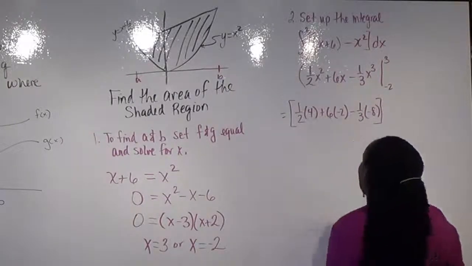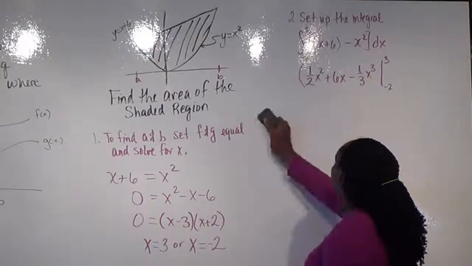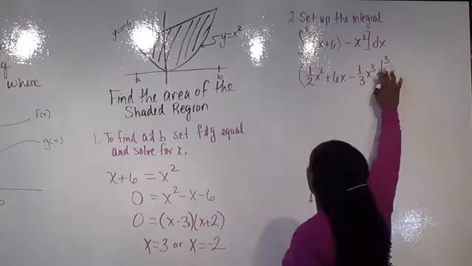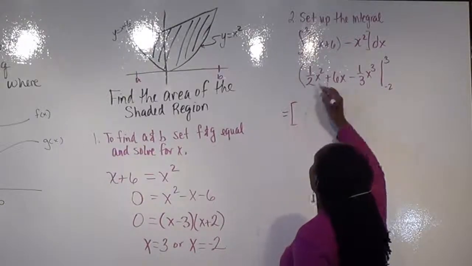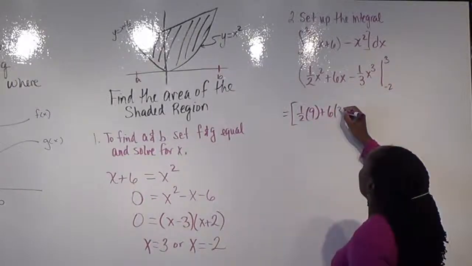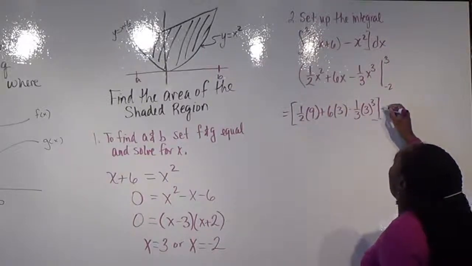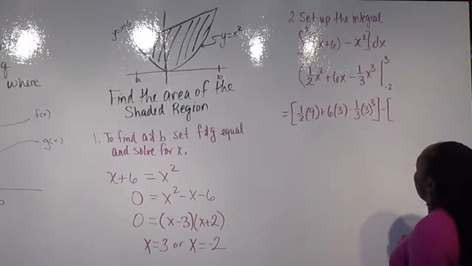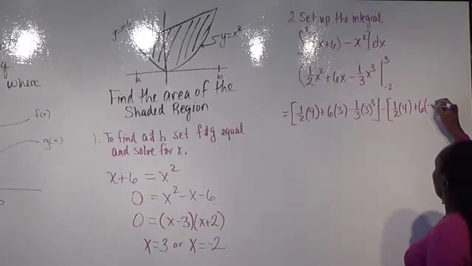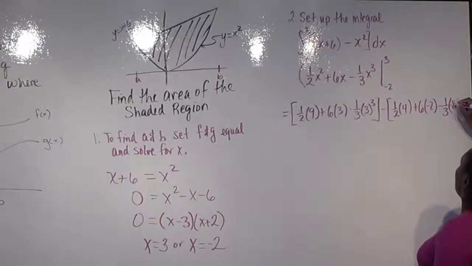That's at my lower limit. So plugging in my upper limit, we'll get 1/2 of 3 squared plus 6 times 3 minus 1/3 of 3 cubed. At our lower limit, plugging in the negative 2, we'll get 1/2 of 4 plus 6 times the negative 2 minus 1/3 of the negative 2 cubed.